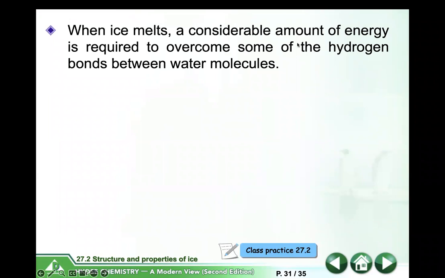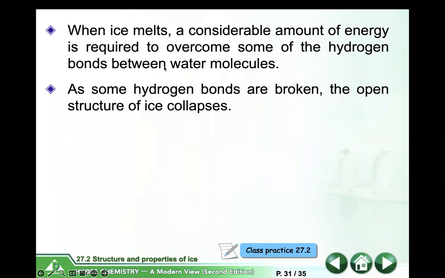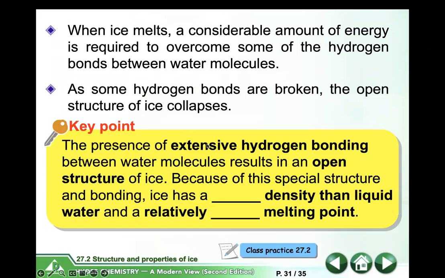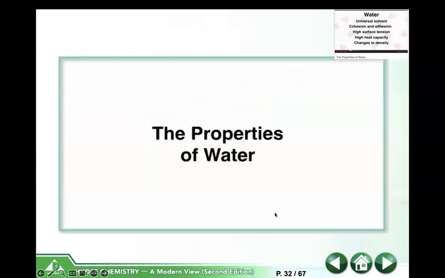When ice melts, a considerable amount of energy is required to overcome some of the hydrogen bonds between the water molecules. As some hydrogen bonds are broken, the open structure of ice collapses. So the presence of extensive hydrogen bonds between water molecules makes the open structure of ice. Because of this special structure and bonding, ice has a lower density than liquid water and a relatively high melting point.